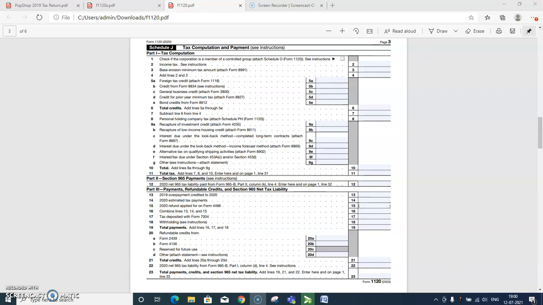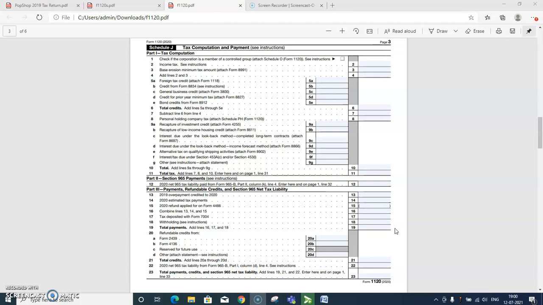Now coming to line 9b, recapture of low income housing credit. If the corporation disposed of property or there was a reduction in the qualified basis of the property for which it took the low income housing credit, and the corporation did not follow the procedure that would have prevented recapture of the credit, it may owe a tax. See Form 8611, Recapture of Low-Income Housing Credit.